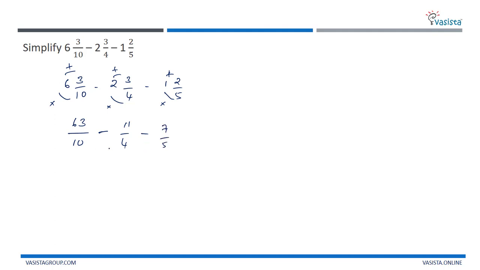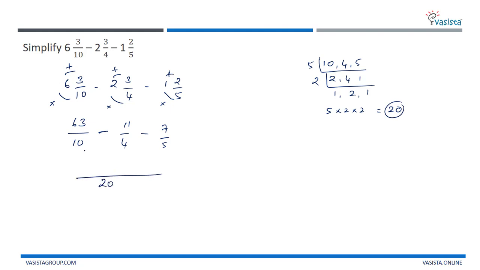Now the LCM for 10, 4, 5. Let me go with 5: 5 can't divide 4, 5 1s are 5. Now let me go with 2: 2 1s are 2, 2 2s are 1. Further division is not possible. Let us check out the LCM: 5 into 2 into 2, 5 2s are 10, 10 2s are 20. 20 is the LCM. Right, let me go with this 20.